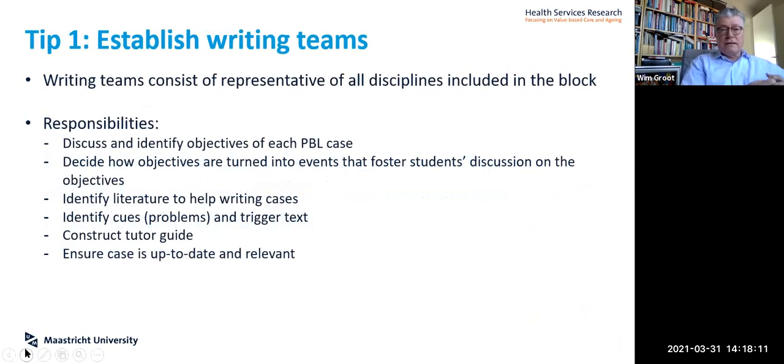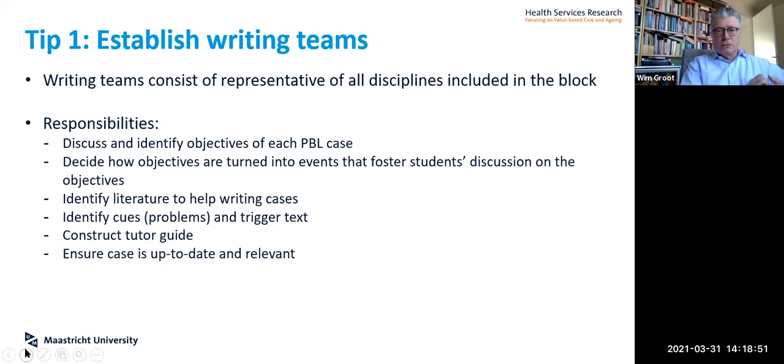So the first tip that they have is to establish writing teams, and writing teams of representatives of all disciplines that contribute to a block, to a unit. An essential element of PBL is, of course, its multidisciplinary character, its multidisciplinary approach, where you start from cases, where you start from problems and involve all disciplines that may contribute to addressing these problems.